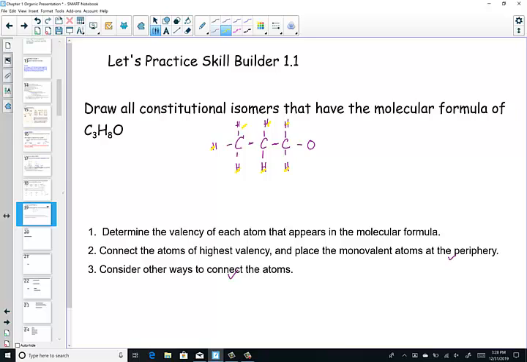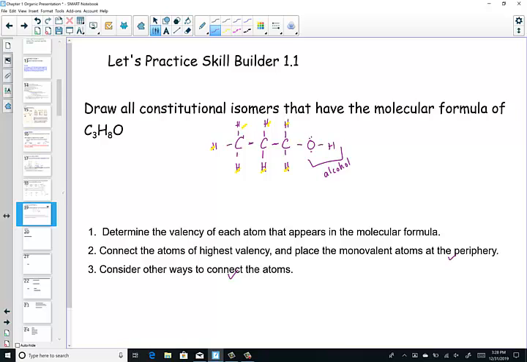And that means that we have room to complete the octet of oxygen by placing a hydrogen off this, and we'll learn that this is an alcohol functional group. We don't know that yet, but we will. OH is a hydroxyl alcohol functional group. So that's one way we could make C3H8O. Can you think of another way?